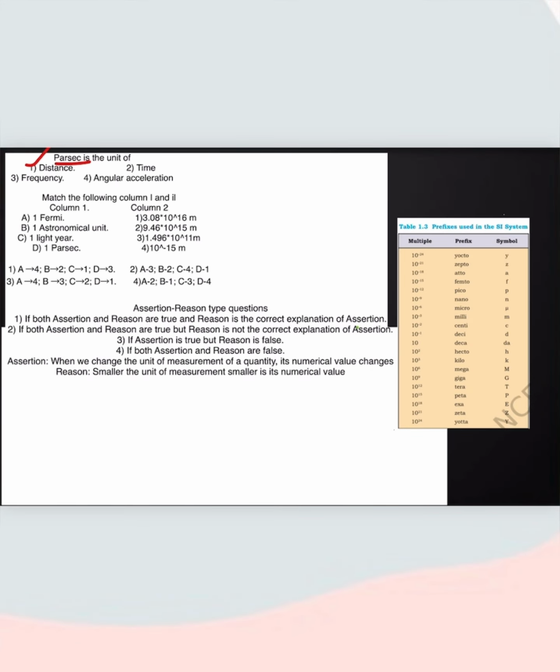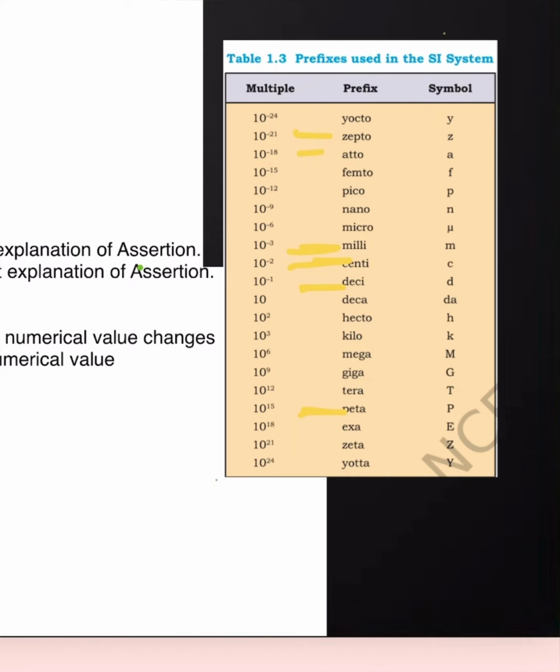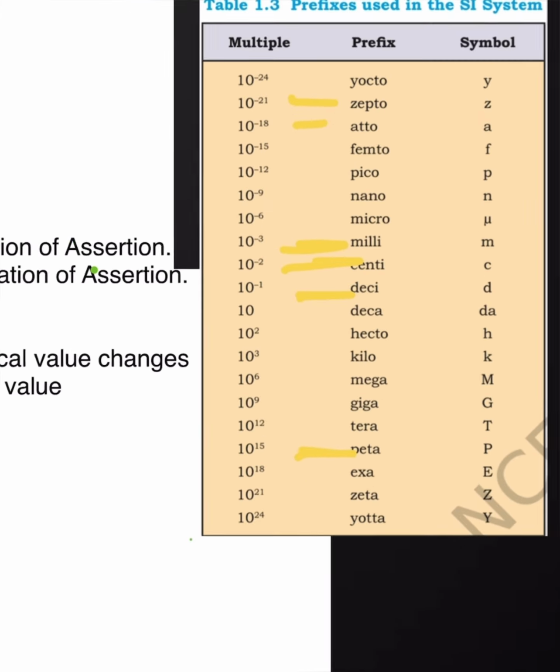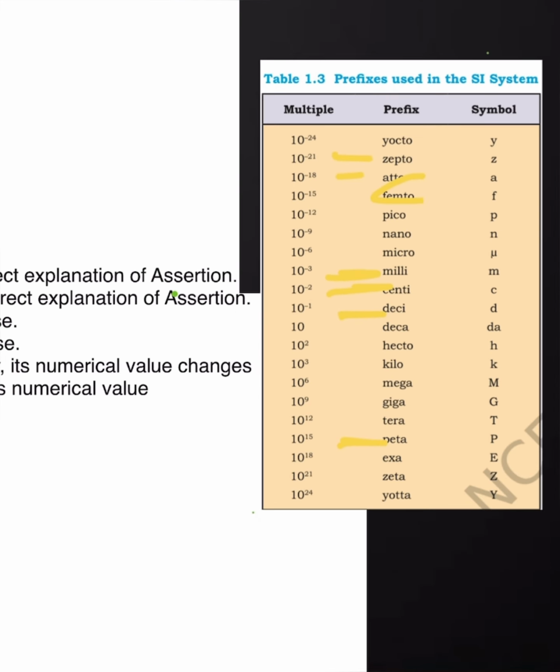Then here comes another. You have to learn this table. 10 raised to minus 24 is yocto, 10 raised to minus 21 zepto, 10 raised to minus 18 atto, femto, pico, nano, micro, milli, 10 raised to minus 3 is milli, 10 raised to minus 2 centi, 10 raised to minus 1 deci. You have to learn this. 10 raised to 15 is peta, 10 raised to 12 tera. You have to study this prefix. 10 raised to minus 15 is femto or Fermi.